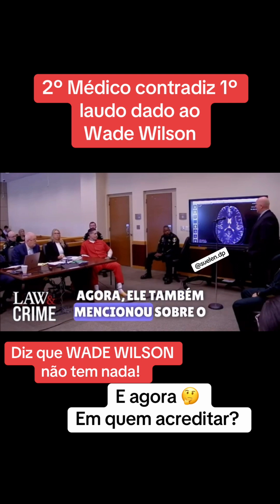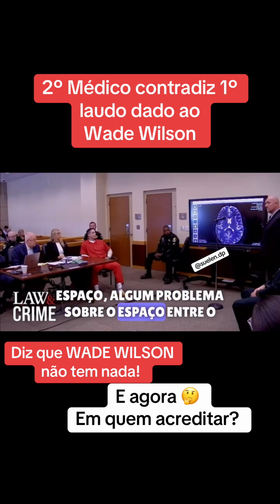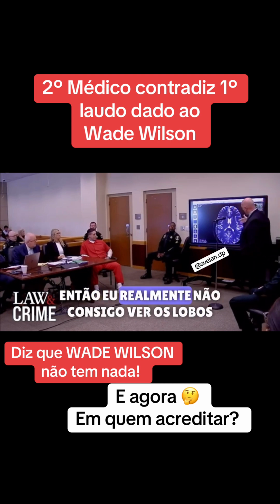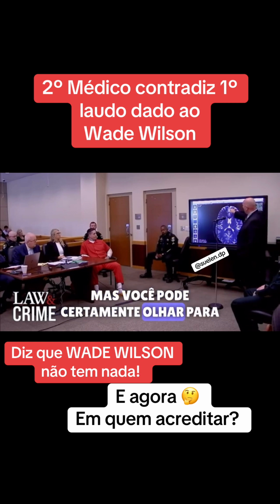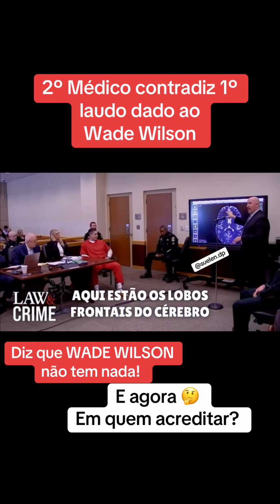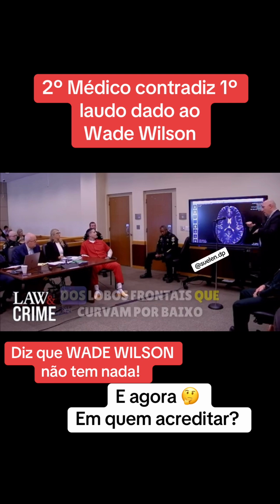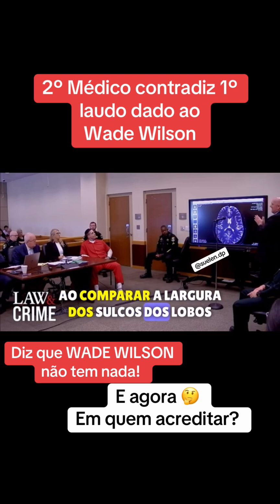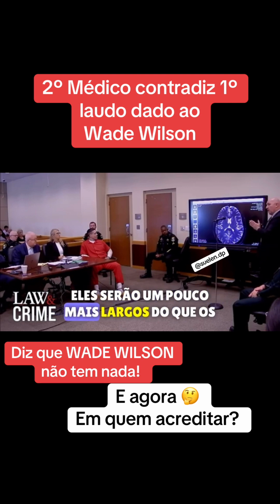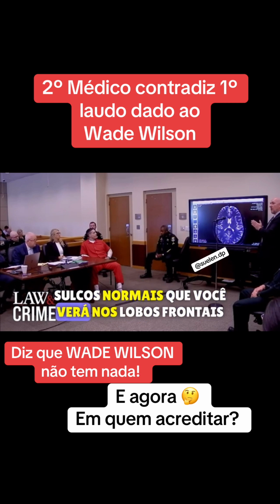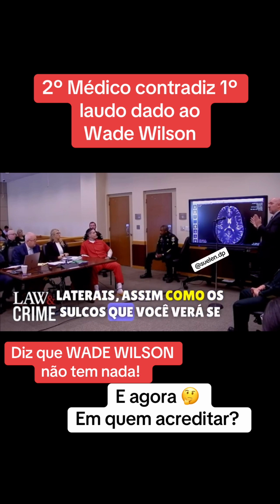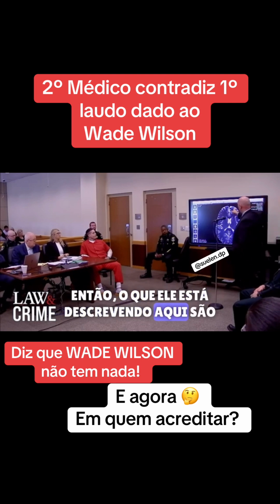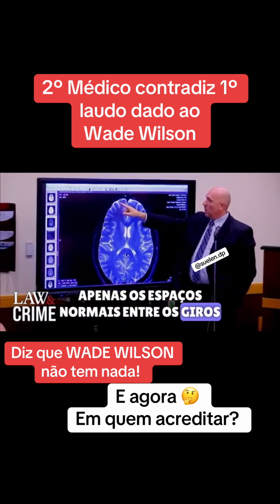Now, he also made some issue about the space between the skull and the brain. Can you describe that? Sure. This is a little bit higher up, so I can't really see the temporal lobes here, but here's the frontal lobes of the brain. The orbital frontal lobes are the part of the frontal lobes that curve underneath. And normally when you're comparing the width of the sulci of the orbital frontal lobes, they're going to be a little bit wider than the normal sulci that you're going to see on the lateral frontal lobes, as well as the sulci that you're going to see moving posteriorly to the temporal lobes. So what he's describing here is just the normal spaces between the individual gyri of the brain.